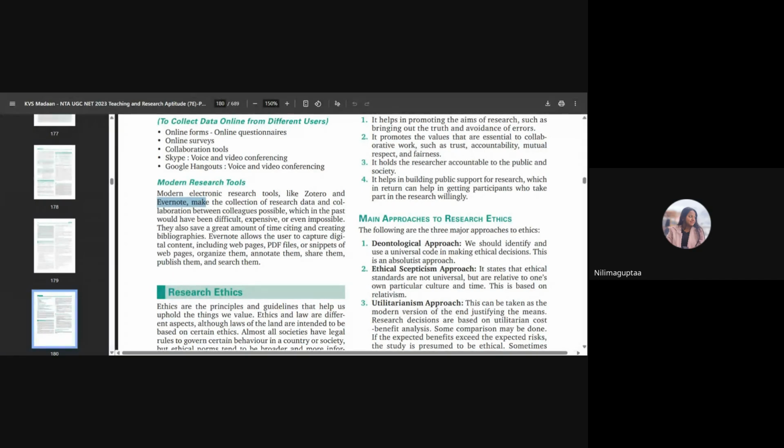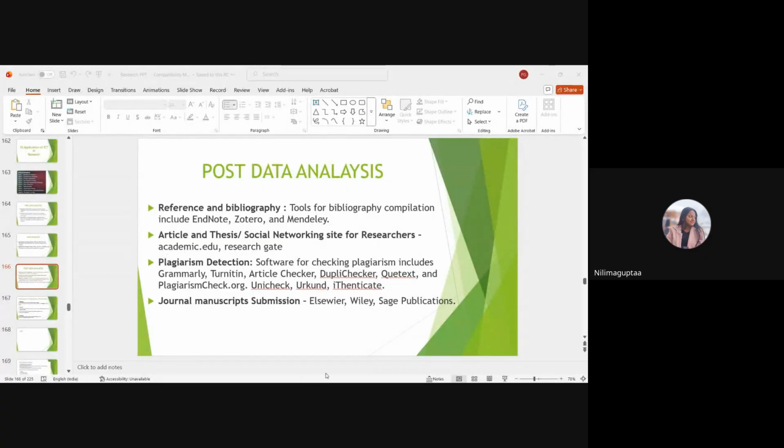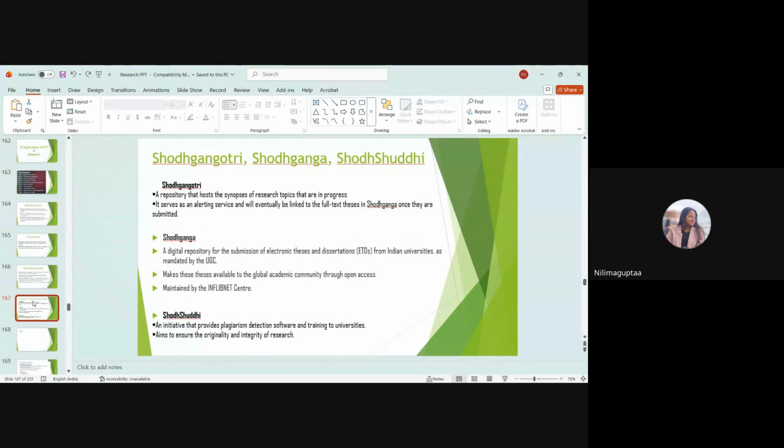So these are some of the most important tools that will help us in doing our research, and on the basis of this, questions are also being asked. Apart from this, some other tools that are very helpful when I talk about ICT are Shodh Gangotri, Shodh Ganga, and Shodh Shuddhi. The only reason for repeating it here is that you might have studied it in teaching aptitude also, but it is associated with research aptitude. That is why I am repeating it.